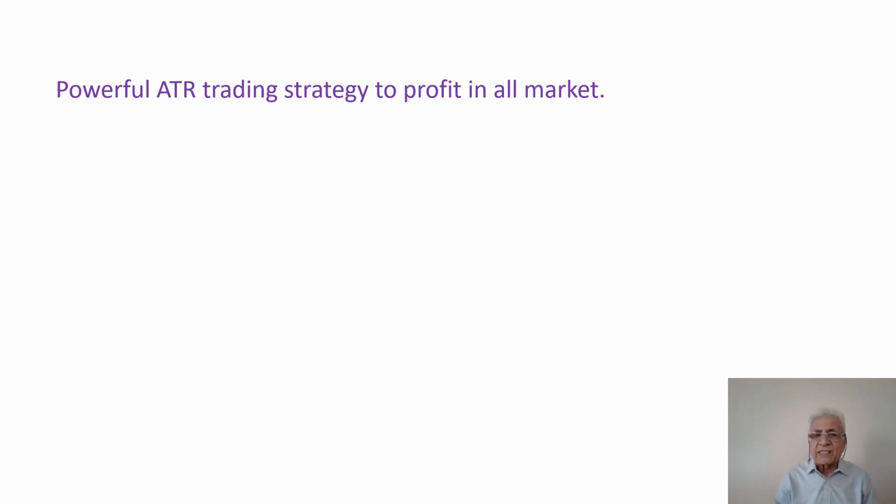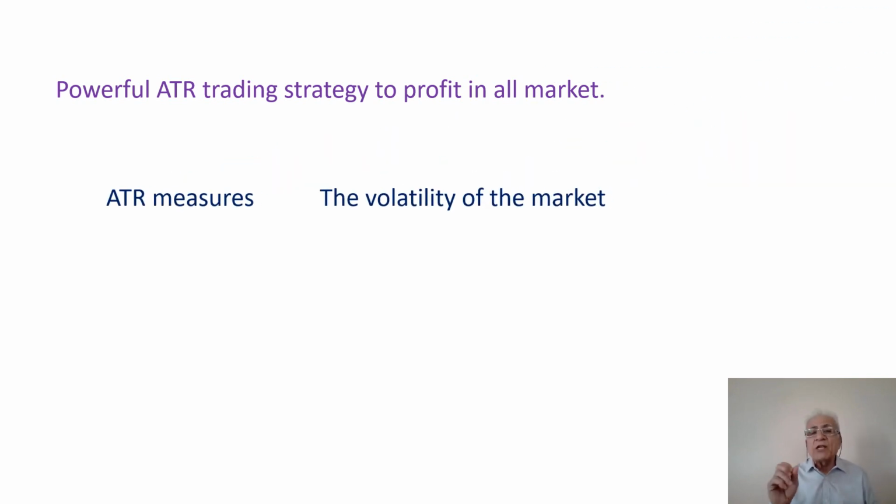Powerful ATR trading strategy to profit in all markets. Average True Range (ATR) is a strong indicator traders use to measure the volatility of the market with a simple calculation. It was invented by J. Wells Wilder in the year 1978, used first for commodities, but later it is used for stock market trading.